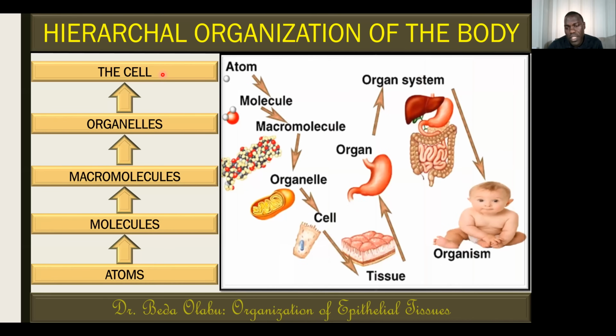Well, for the sake of completion, then, we say that when tissues combine, they form organs. When organs combine, they form organ systems. And we have about 14 organ systems in the body. You people have already been introduced to them, so I'll not go into that again. When the organ systems combine, they form the organism, which is you and me.